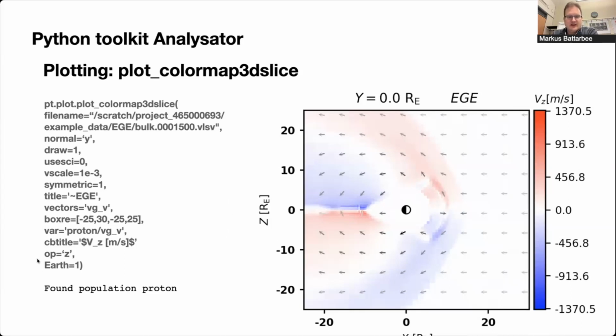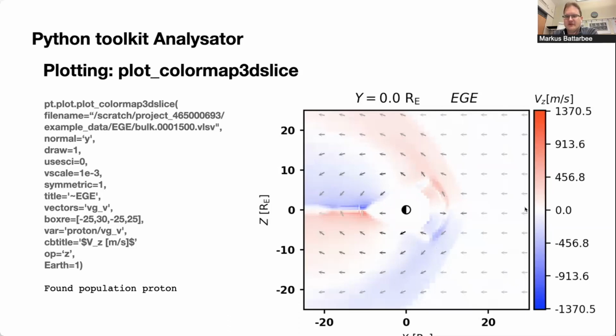We have added the Earth equals 1 keyword, which draws this symbol at the center at the correct size of what the Earth is. So this is a good reminder of our inner boundary being actually a bit further out than we would like. And the Earth is actually inside there. And we've also added vectors. So we've got the color map is the Z directional proton velocity.